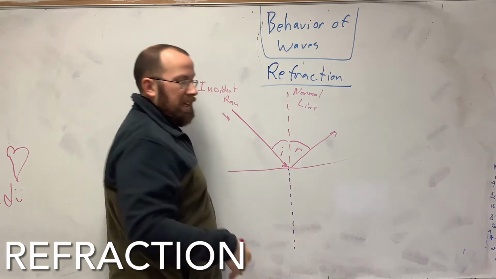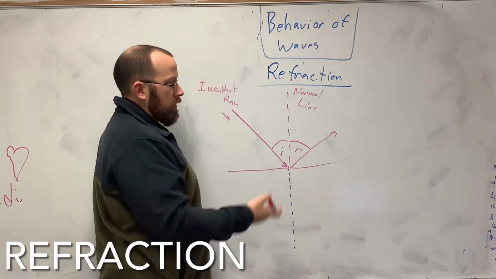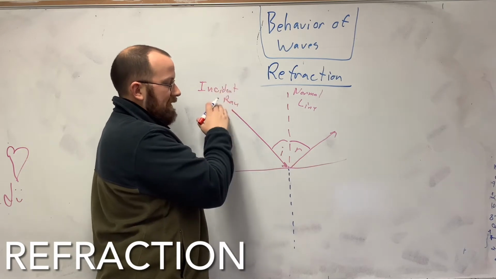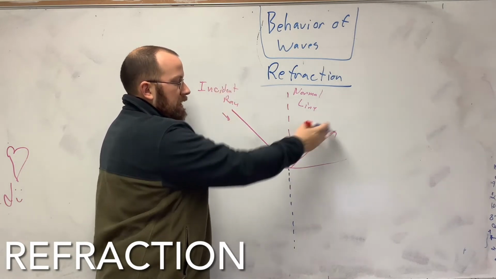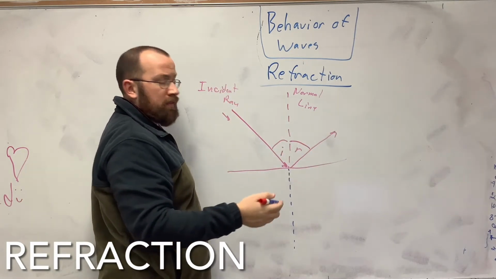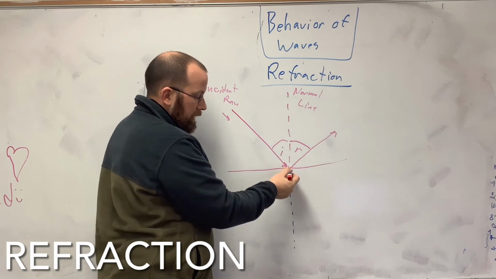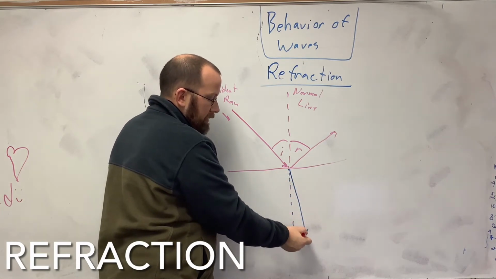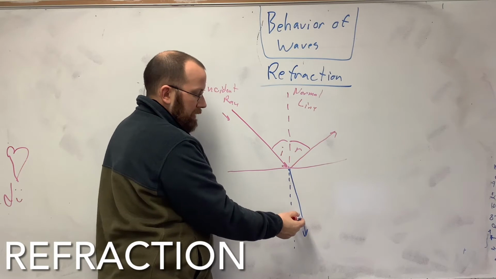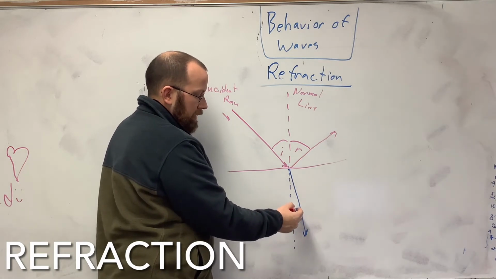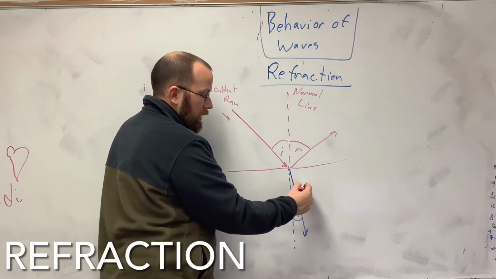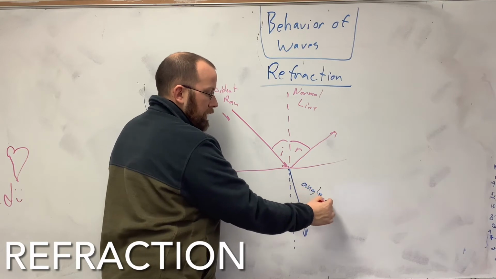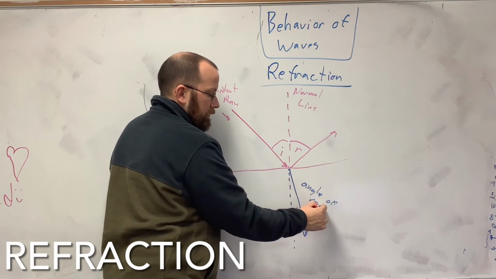But what refraction is, it actually goes into the medium. So imagine this is a wall, this is the sound wave. Sound wave hits it and bounces off. Some of that sound actually goes inside and changes direction depending on the medium. This is called our angle of refraction.